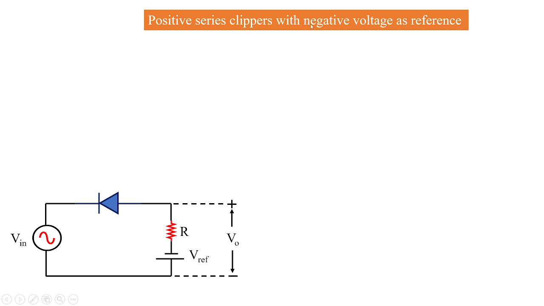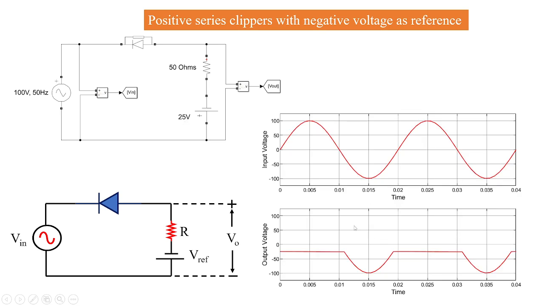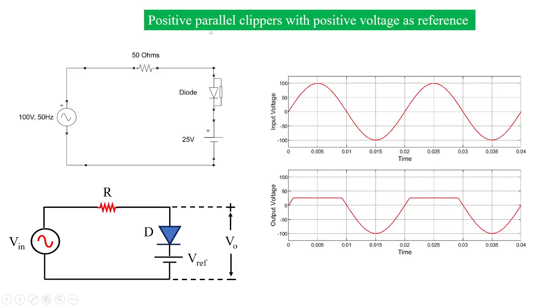Then you take a positive series clipper with negative voltage as reference. So it is a positive clipper circuit with negative voltage as reference. Again I have taken here 25. You can see here again at 25 the positive is clipped off. Okay, then what happens with positive parallel clipper with positive voltage as reference? So this is the circuit diagram for positive parallel clipper circuit, and you can see the output waveforms. Now it's a positive parallel clipper. So positive parallel clipper with positive reference voltage. You can see here it is clipped off at 25.